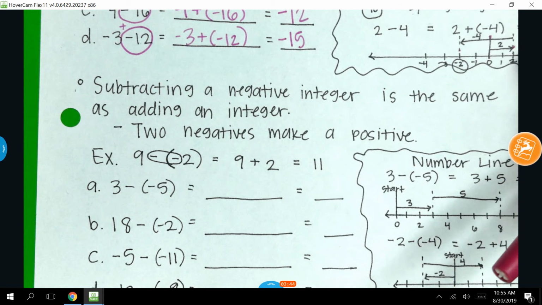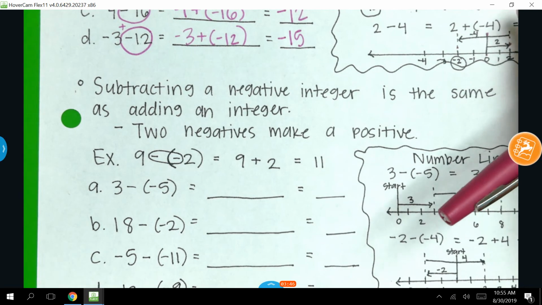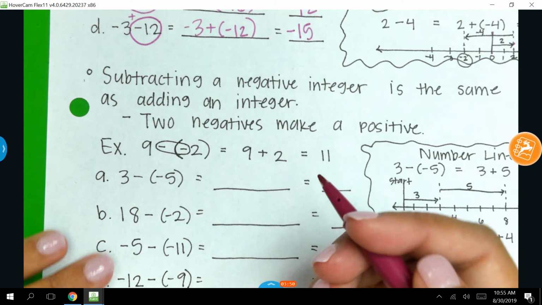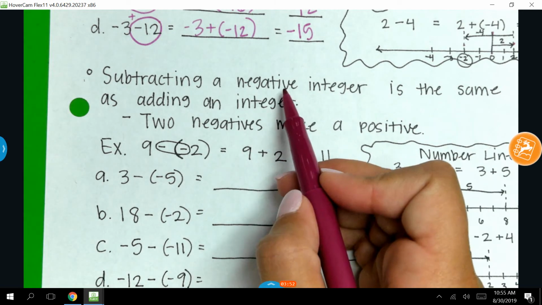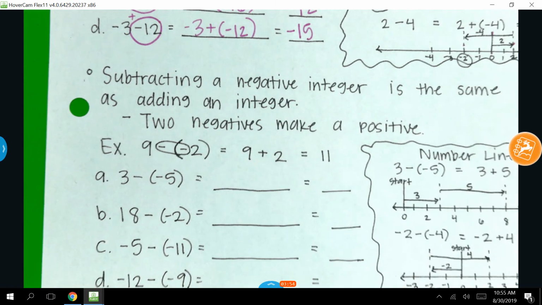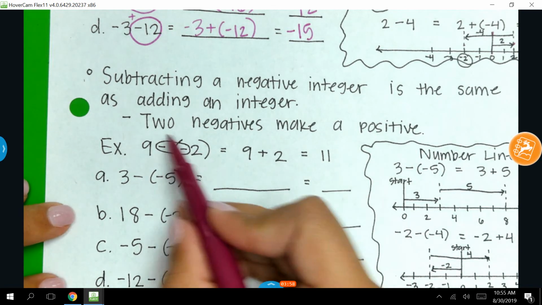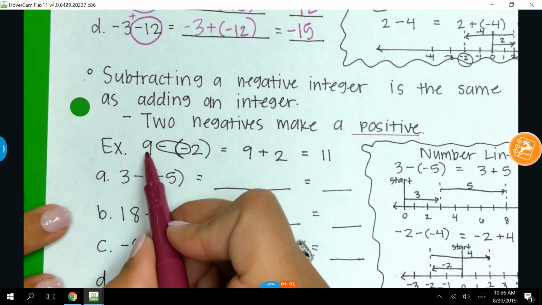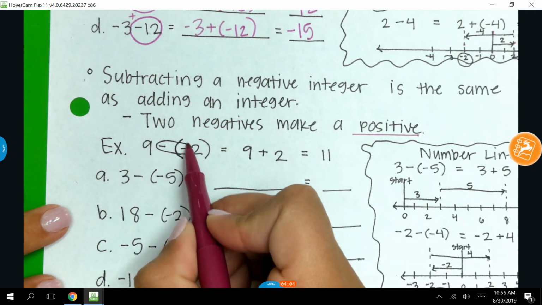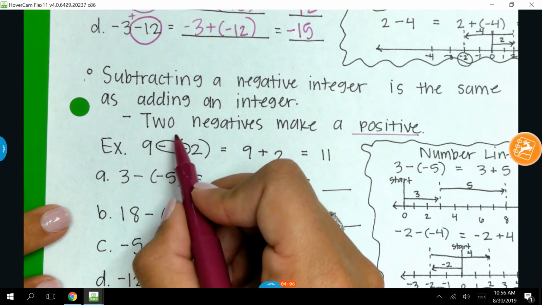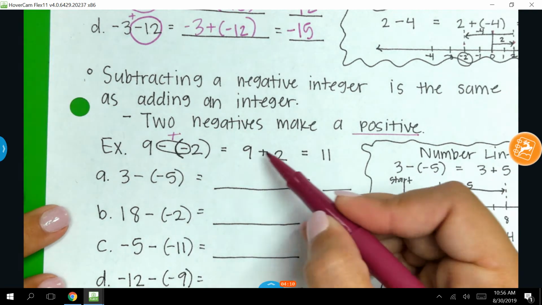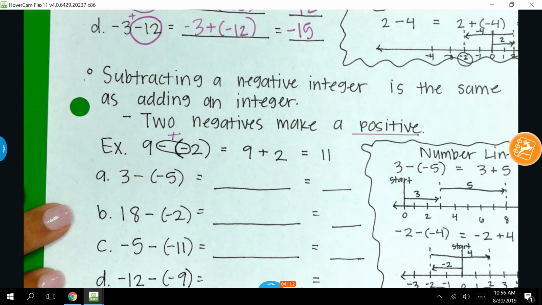Okay. Subtracting a negative integer is the same as adding an integer. That means you have minus negative, whatever. Minus a negative number, right? So those two negatives make a positive. I've got 9 minus negative 2. Those two negatives come together and make a positive. So now I have 9 plus 2, which is 11.